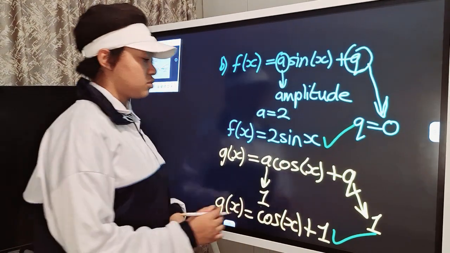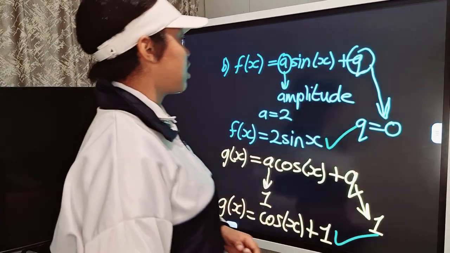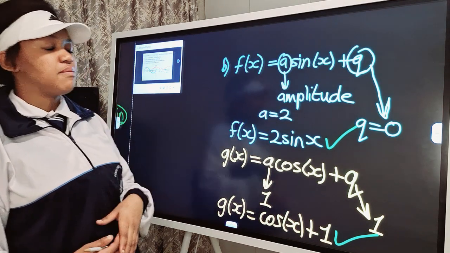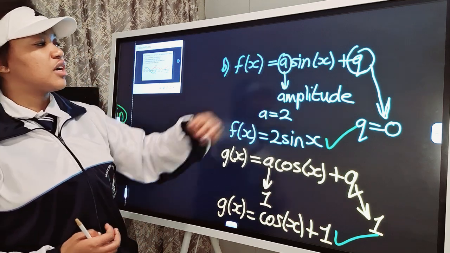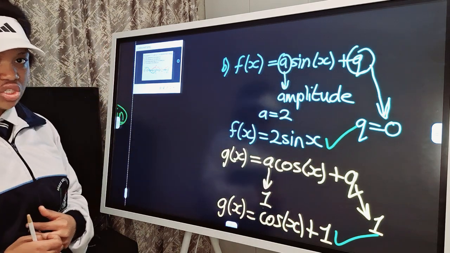Then you're done with the equations. So these equations, they're not really difficult. It just requires you to know the meaning of certain values. Like a, it means amplitude. So if you know that it means amplitude, then you know what to find its value. You just calculate the amplitude of the graph, then you've got the answer. Then q is the translation.